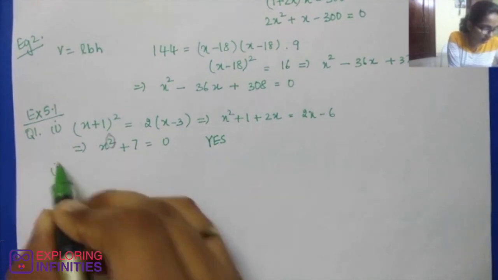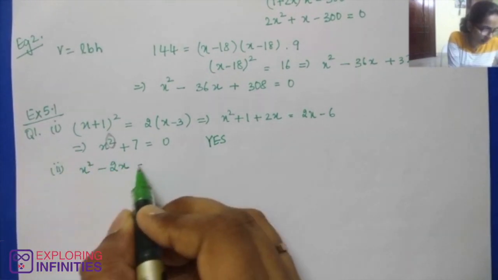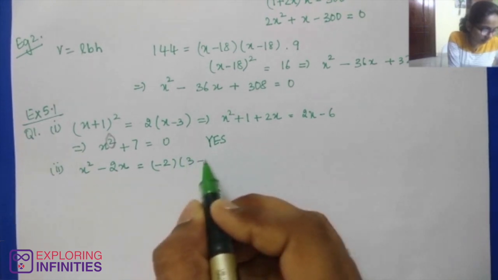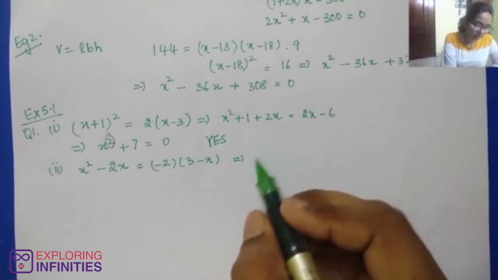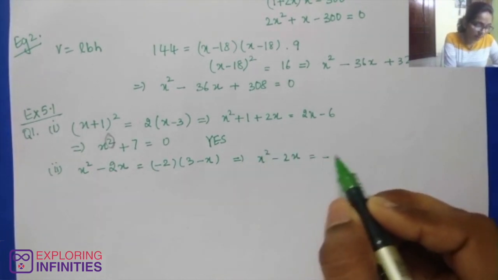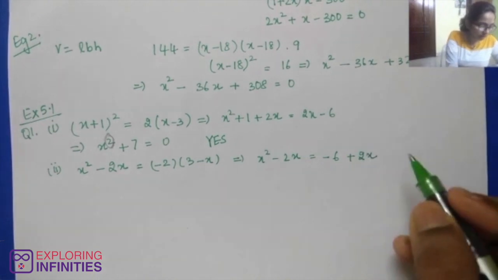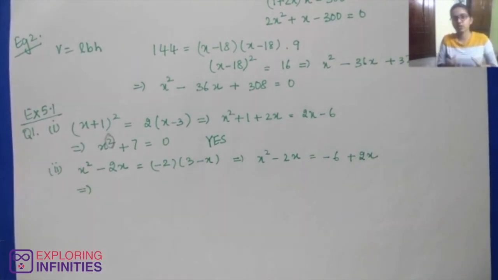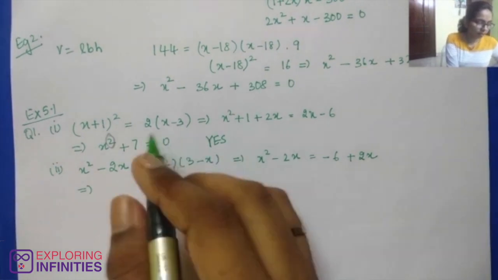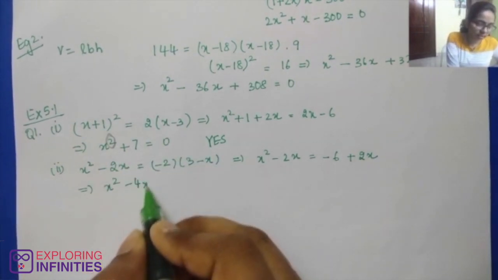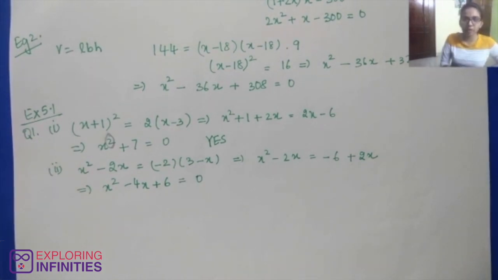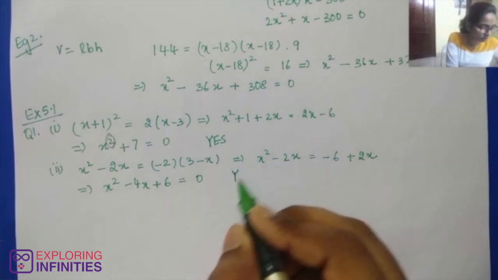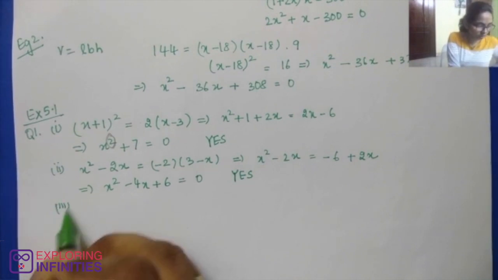Next one says x square minus 2x is equal to minus 2 multiplied by 3 minus x. If I simplify this, I have x square minus 2x is equal to minus 6 plus 2x. Again, simplifying in the form of ax square plus bx plus c, I have x square minus 4x plus 6 equal to 0. So this is in the general standard form, so yes, this is also a quadratic equation. Let's see this last example.